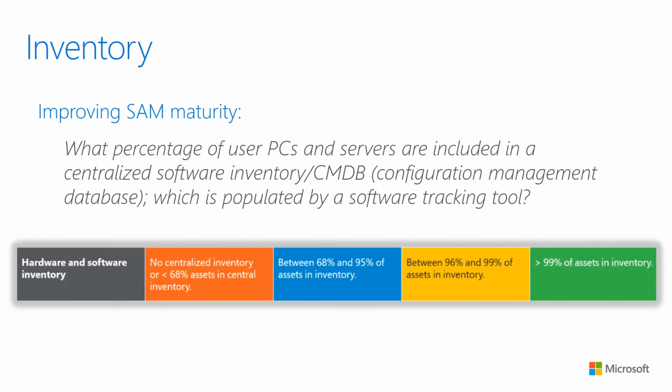And you can see that if an organisation has less than 68% of their assets in a central inventory, then they should be classified as basic for this competency. While at the standardised level, they have between 68 and 95% of assets in inventory, moving up to between 96 and 99% at the rationalised level, and then over 99% at the dynamic level.